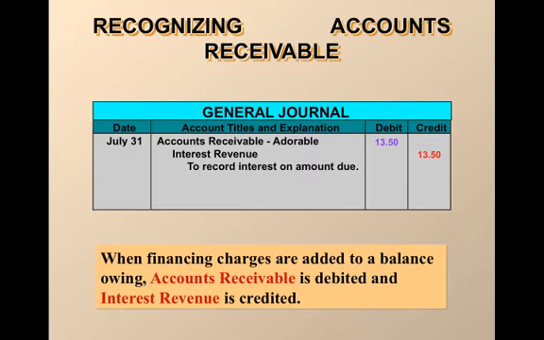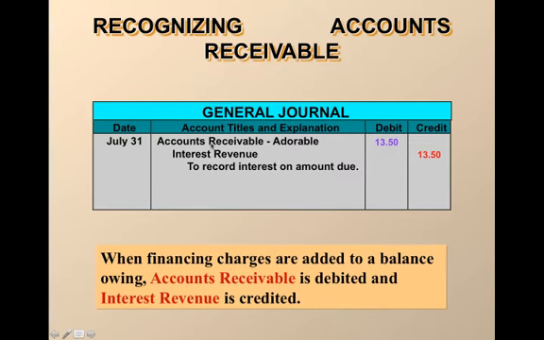Now, what we need to talk about is financing charges added to a balance owing. This part is new. When you have accounts receivable and customers do not pay within the 30 days, you're going to start charging them interest, and there's going to be an interest based on a percentage. We're going to use an account called interest revenue for that. Notice here, we are not using interest receivable, we are using accounts receivable.